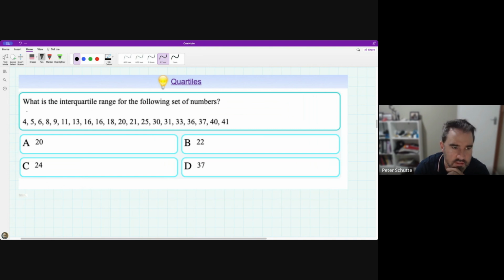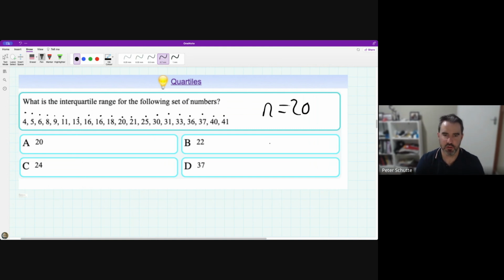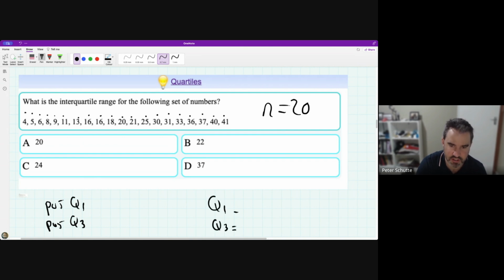Okay, let's count: 1, 2, 3, 4, 6, 7, 13, 14, 15, 16, 17, 18, 19, 20. I get an N of 20. There's 20 items in this data set. I first need to find the position of the quartiles, and then I can work out what they actually are. And since I'm getting more comfortable with this, I'm going to skip a step and say that.